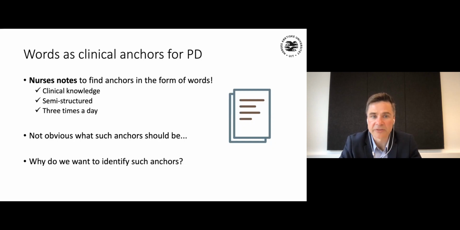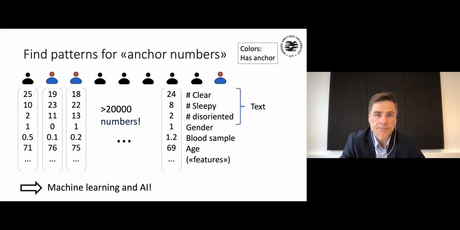But let's say that we can find such clinical anchors for postoperative delirium. What then? So this is the idea. Let's say that by some method, we were able to identify very, very strong indicators in the free text from the nurse's notes that indicate postoperative delirium for certain patients. So let's say that we color those patients where we found the anchor. And then the black ones here, they are patients where we did not find the anchor.